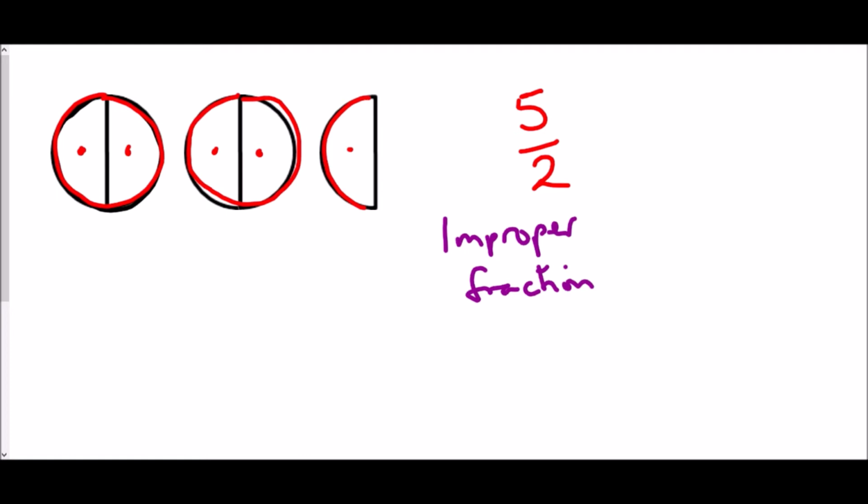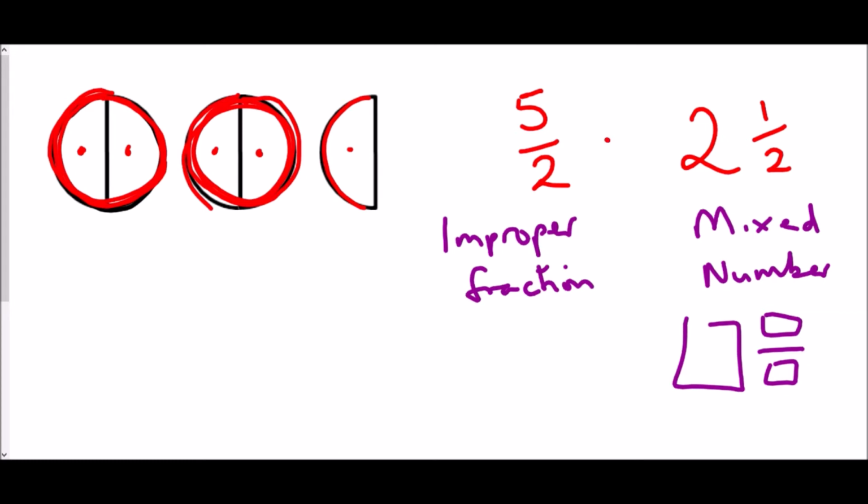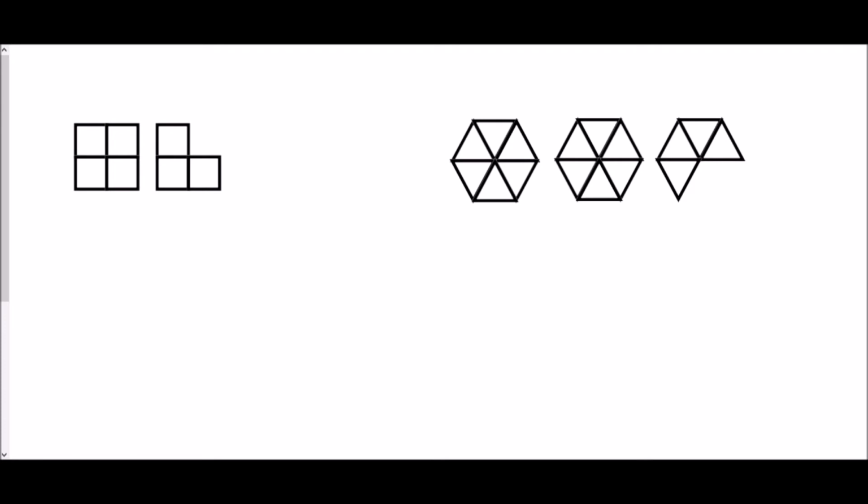But what I want to think about is what this would be as a mixed number. Now a mixed number is a case where we have a whole number followed by a fraction. In this case the mixed number is all about how many full diagrams we actually have. Well, the full diagrams would be this one and this one. And so we have two full diagrams and we have one half diagram. And so 5 over 2 is exactly the same as 2 and a half. What about in the next two?